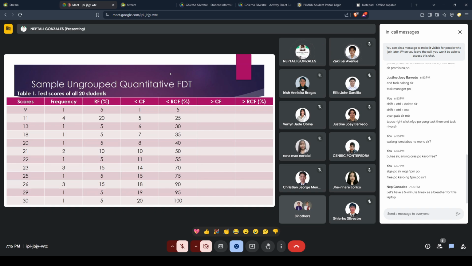Very good. So it's easier again to start at the bottommost part to get the greater than cumulative frequency, but it's up to you if you want to start here. You just have to subtract the frequency, but it's easier to add. Start at the bottommost, lahatin na uli, greater than cumulative frequency. Para mabilis. Lahatin na.